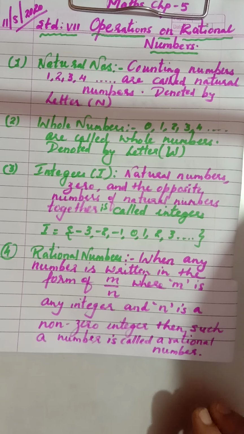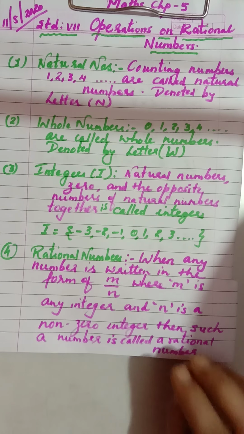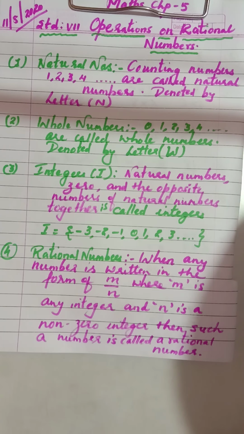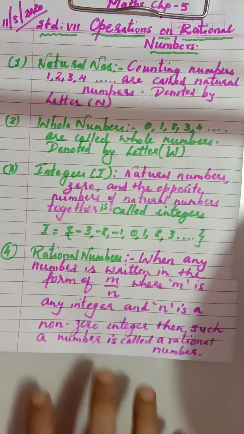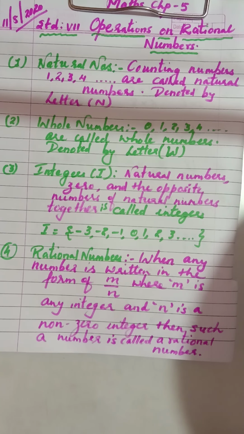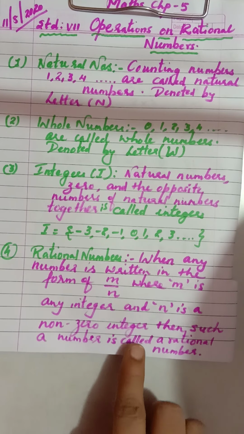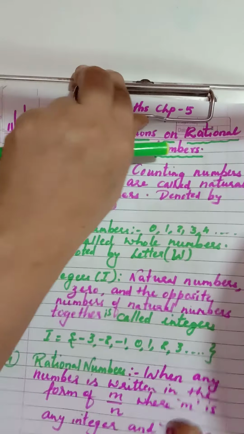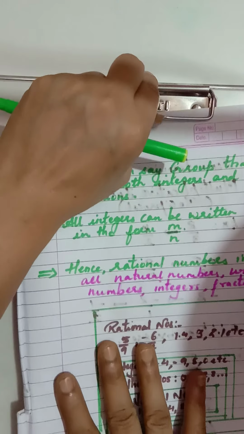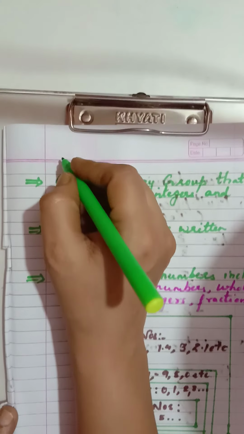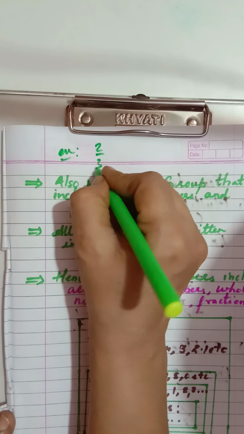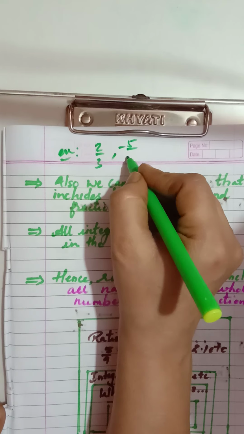Now see children, in simple terms, rational number means whenever we write any number in the form of a fraction, like 2 upon 3, it is a rational number because we are writing it in m upon n form, that is numerator upon denominator. So in simple terms, when a number is written in the form of a fraction, it is called a rational number. So you are writing this definition. Now we can also write down some examples here. Examples of rational numbers: 2 upon 3 is a rational number. Minus 5 upon 2 is a rational number.